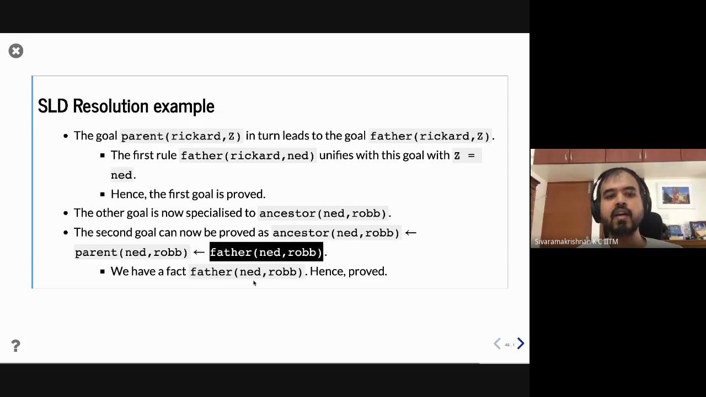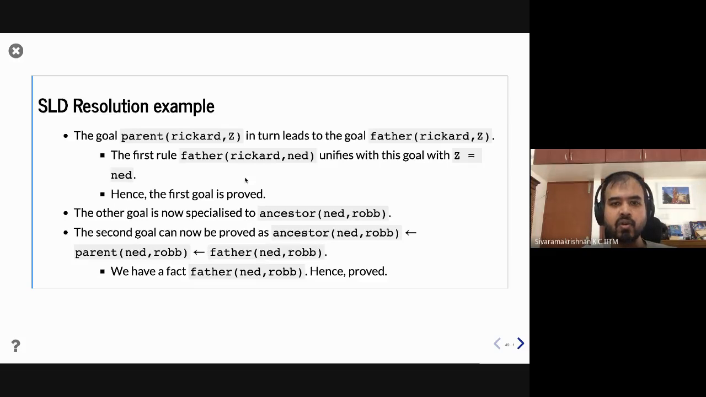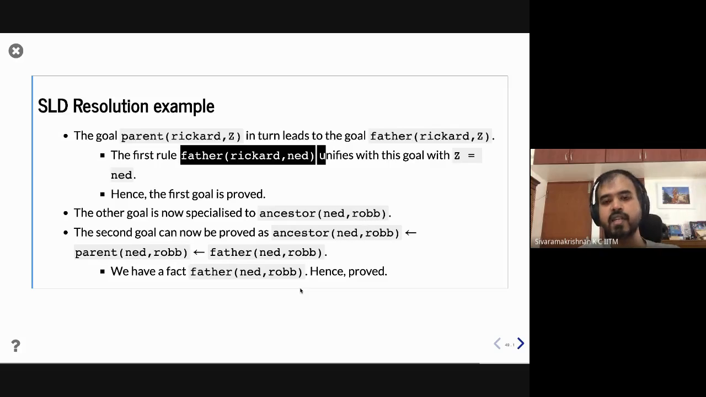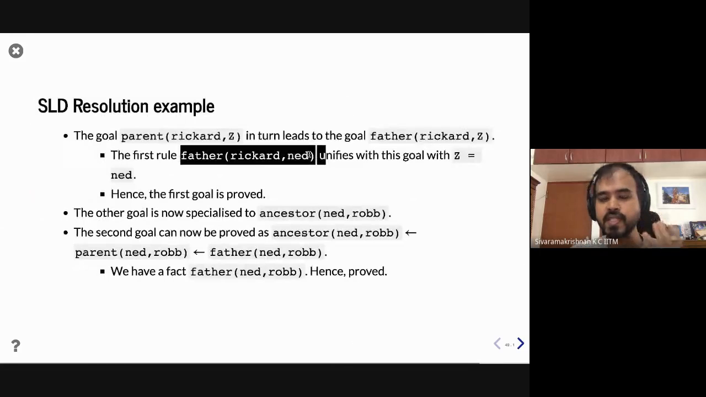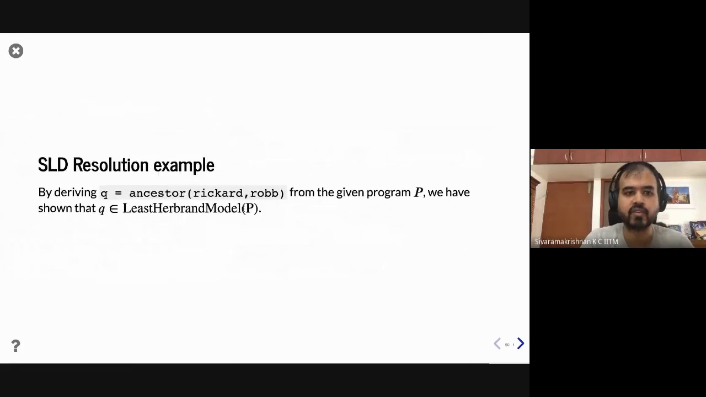Since both of the goals are satisfied, goal one and goal two, the original goal is satisfied, and hence proved. So what is proved? The question whether ancestor of Rickard Rob is true is satisfied by SLD resolution. This is exactly how Prolog works. What we've shown is that ancestor Rickard Rob for the given program P is part of the least Herbrand model of P. We applied the rules in this procedure, and this procedure is called SLD resolution.